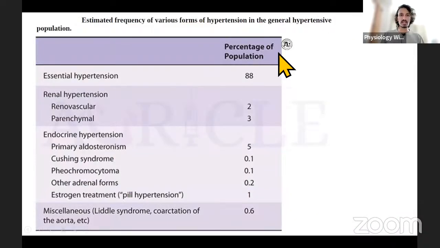Once that is done, next is, what are the different types of hypertension? The most common type of hypertension is essential hypertension, about 80 to 88%. This is from Ganong's textbook. Harrison's also talks about 80 to 95% being essential hypertension.